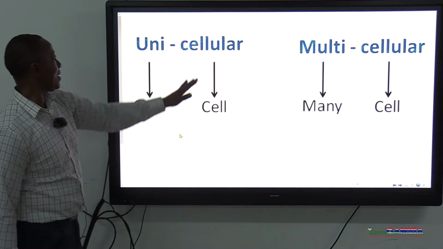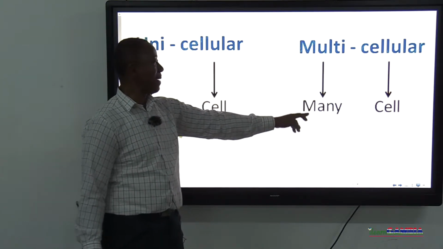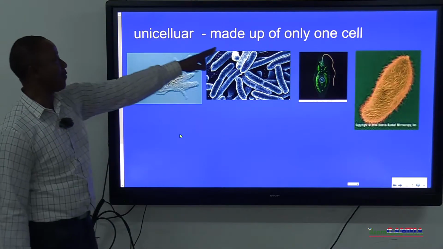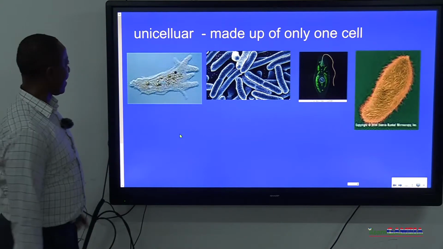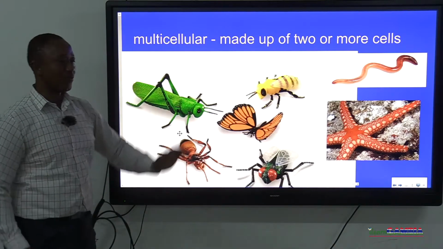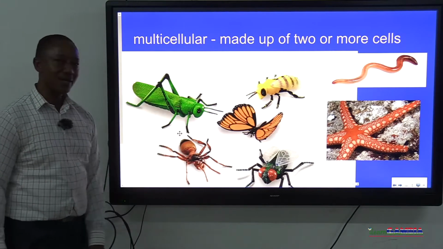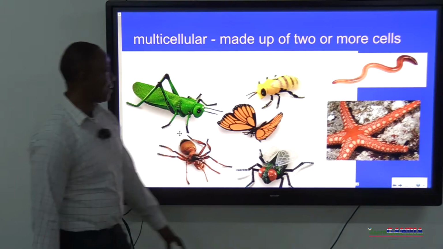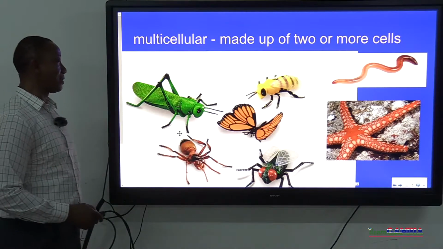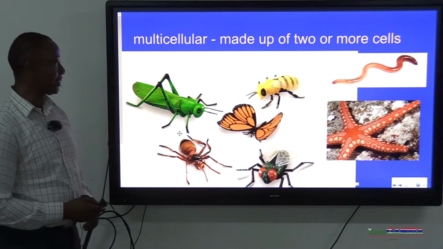So unicellular simply means one cell. Multicellular means many cells. So unicellular, made up of one cell only. The examples we showed you before. Multicellular, made up of two or more cells. All these insects we're seeing, they are multicellular. There's a starfish and an earthworm. All of these are multicellular, meaning they're made up of two or more cells.